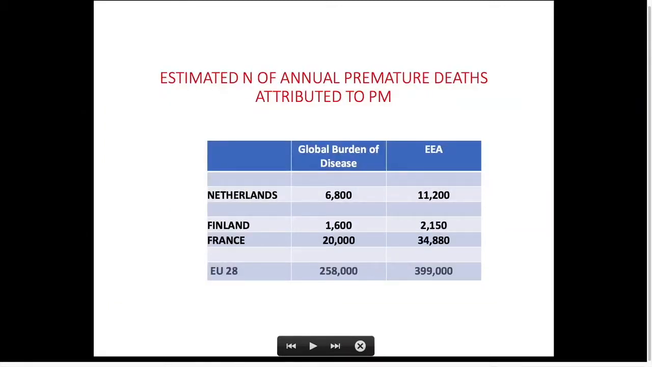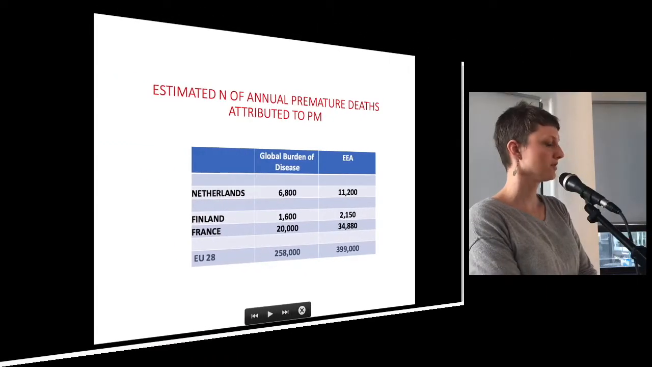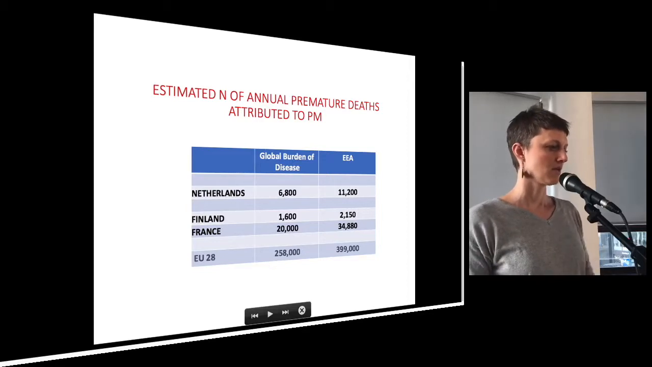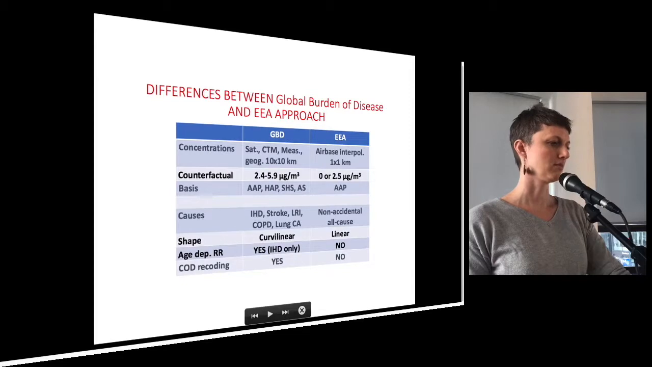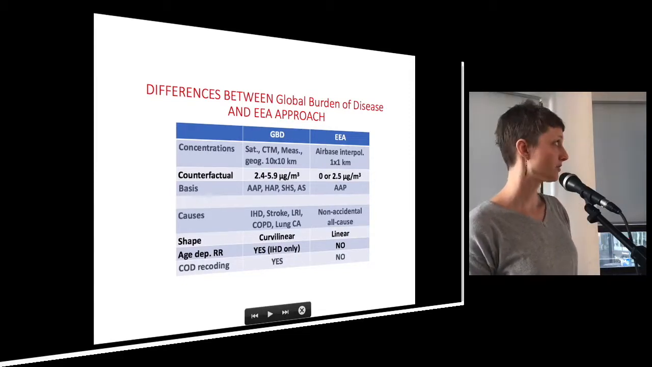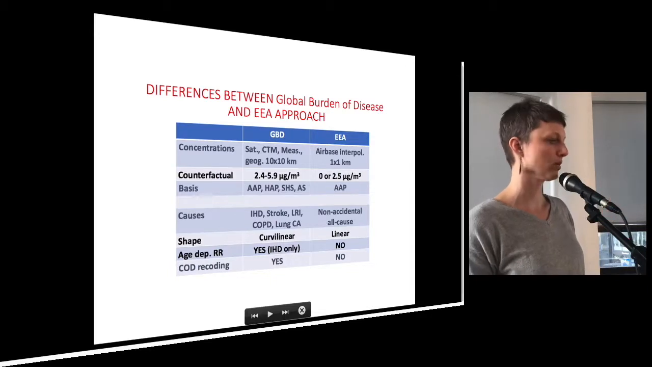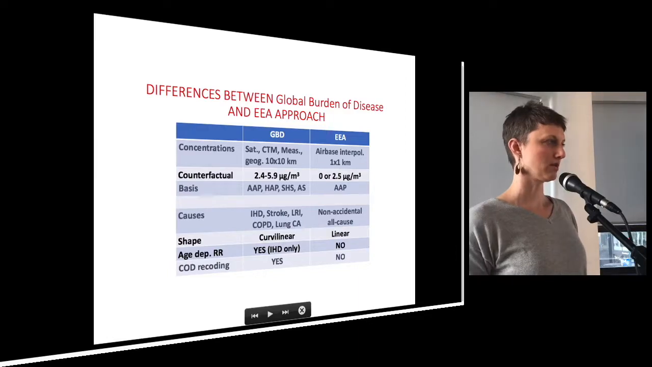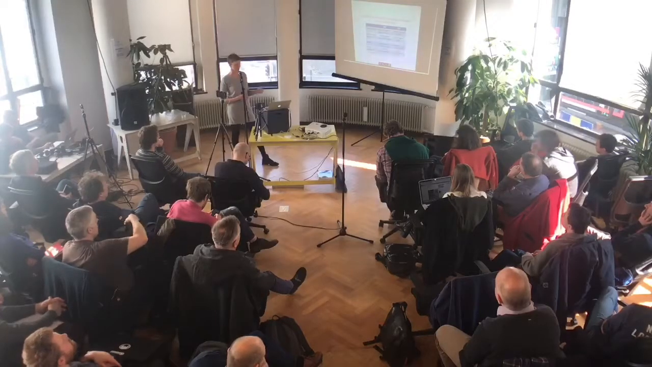And one last thing is, why are there different numbers for premature deaths according to different sources? Basically, the answer is in the methods that they are using. For example, Global Burden of Disease uses different kinds of concentrations and looks at different kinds of pollution, not just outdoor air pollution but also indoor air pollution. And they are coding their health outcomes differently.